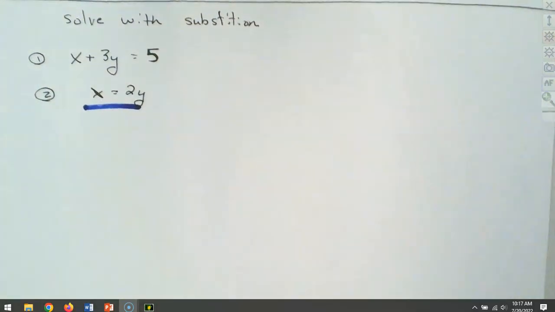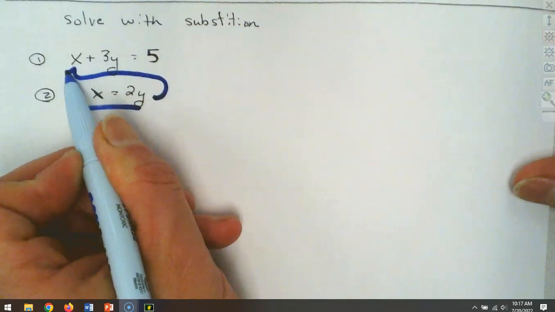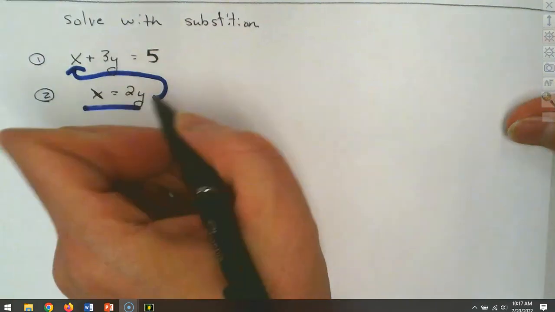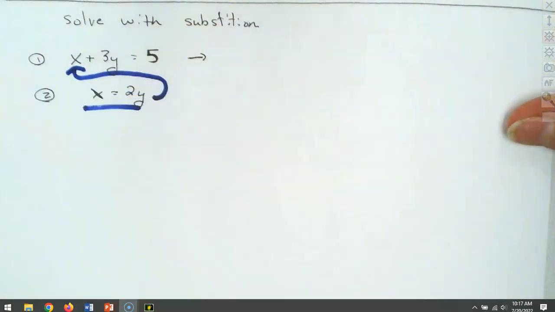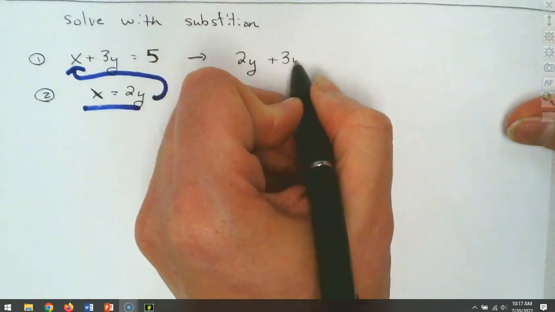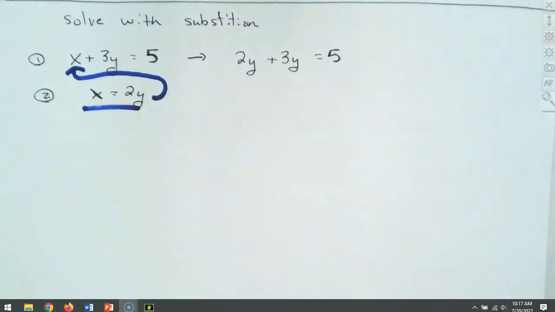This one is pretty easy, because we've got it solved for x here. We know x equals 2y. So I'm going to take that x equals 2y and plug it in for x up here. When I plug that second equation into the first one, I replace that x with 2y, and we still have the plus 3y, and that equals 5. So I substituted the second equation into the first equation. And now look at what I've got: I've got this down to one variable, so we can find the value of y.